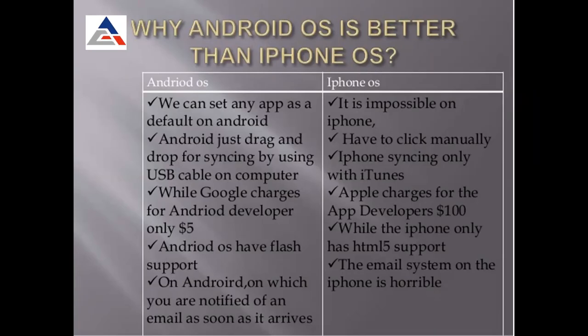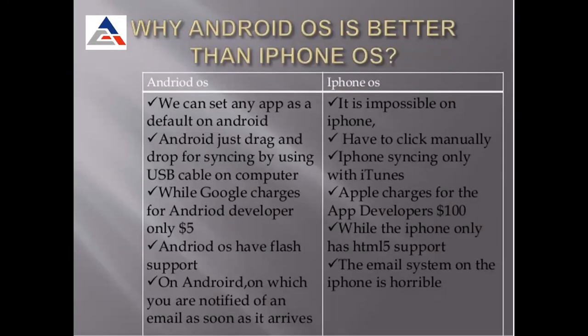In Android, you can sync by using USB cables on a computer, just drag and drop for syncing in the Android operating system. But iPhone syncs only with iTunes. Clear? This is the second difference. Next, third is, Google charges Android developers only $5 to develop Android applications. On the other hand, Apple charges app developers $100. Okay, this is also a major difference between Android and iPhone.